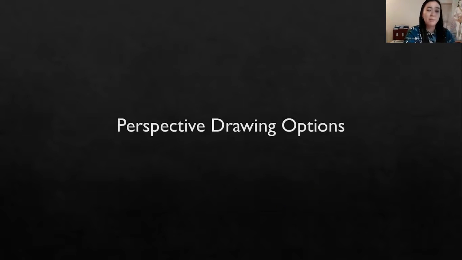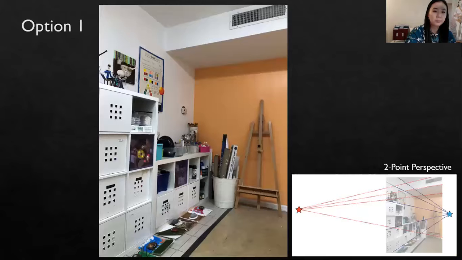And now let me show you the options. The option files are posted in week 11 of the Moodle room, so you can see it while you are drawing. So this is the first option, 2-point linear perspective. As you can see, all the photos have a perspective guide like this.